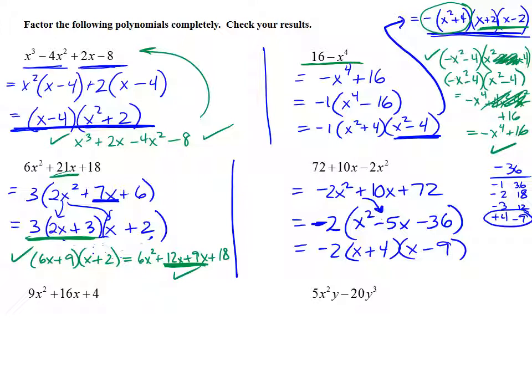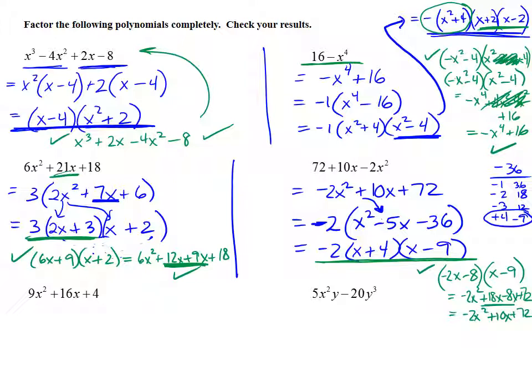And at this point, looks like we're good, unless we need to check it. So if I want to check this, I would have -2 multiplied into the x plus 4, so -2x minus 8, and then FOIL that to x minus 9. -2x times x is -2x squared. Outside would be positive 18x. Inside would be -8x. Last would be positive 72. Collecting the like terms in the middle means I have positive 10x.